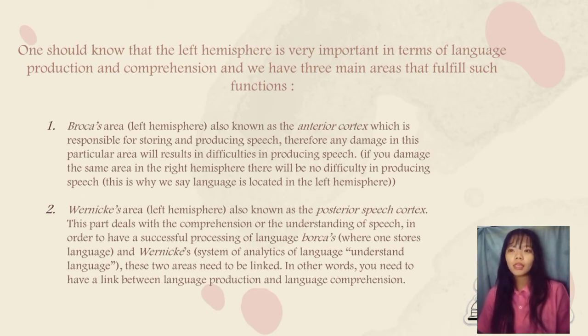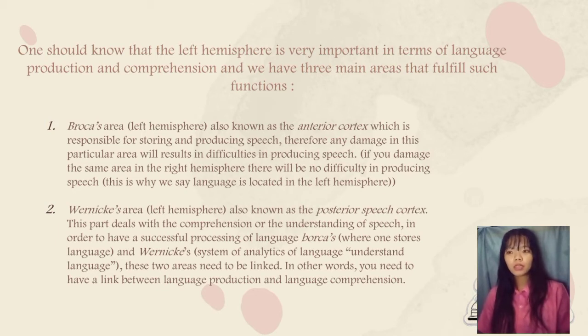Therefore, any damage in this particular area will result in difficulty in producing speech. If you damage the same area in the right hemisphere, there will be no difficulty in producing speech. This is why we say language is located in the left hemisphere. Number 2, Wernicke's area in the left hemisphere, also known as the posterior speech cortex. This part deals with the comprehension or the understanding of speech.